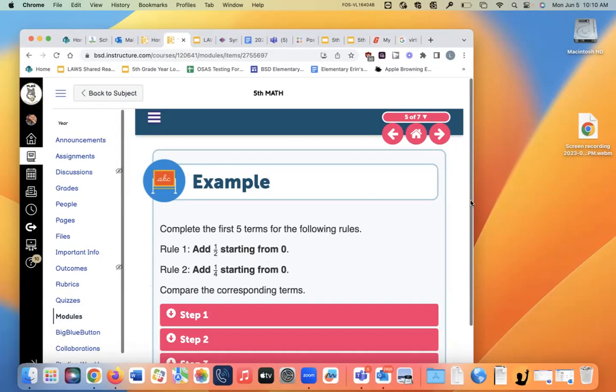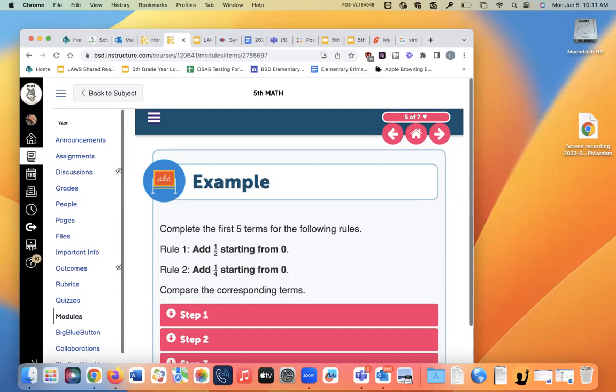Adding 1/2 starting from 0. So 0 is the first number, and then what's 0 plus 1/2? Friends, if you have 0 and then you get a half, how much do you have? A half. And you get another half. Now how much do you have? 1 whole. And you get another half, and how much do you have now? 1.5, and then you get another half, and you have 2. 1, 2, 3, 4, 5. That's 5 terms. So now we got to do it.